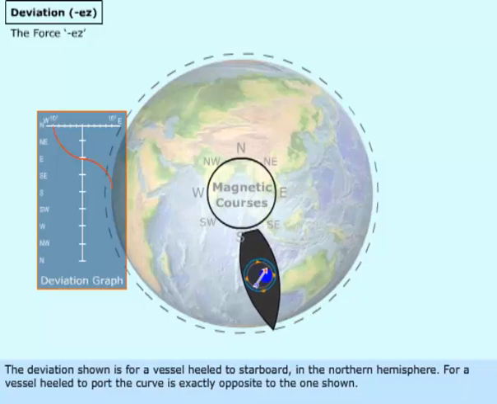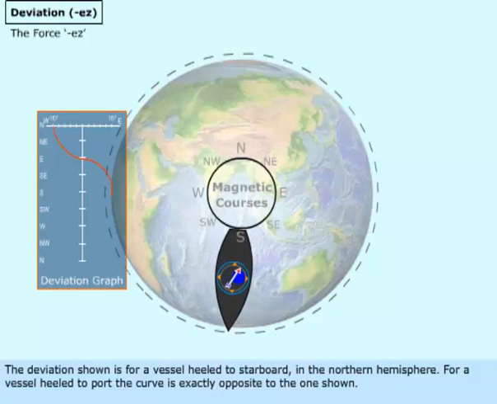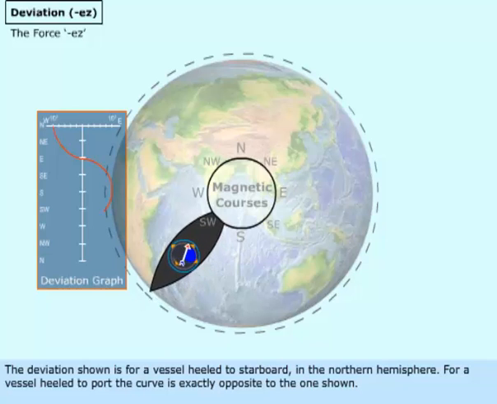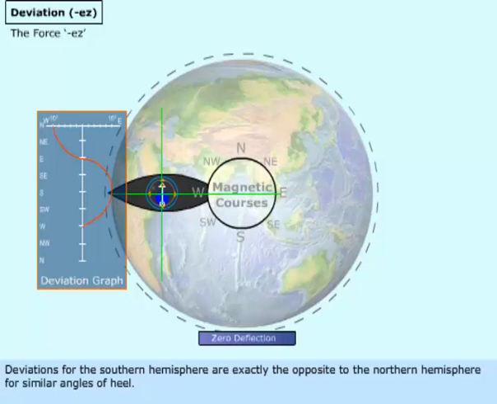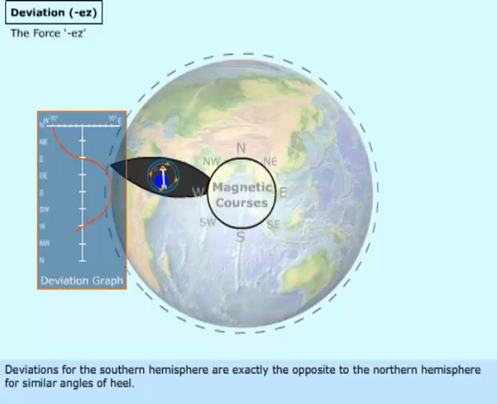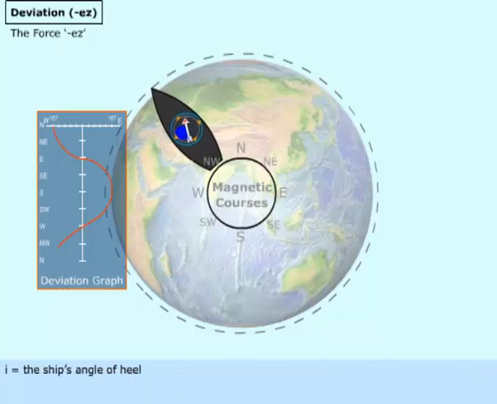The deviation shown is for a vessel heeled to starboard in the northern hemisphere. For a vessel heeled to port, the curve is exactly opposite to the one shown. Deviations for the southern hemisphere are exactly the opposite to the northern hemisphere for similar angles of heel. I equals the ship's angle of heel.